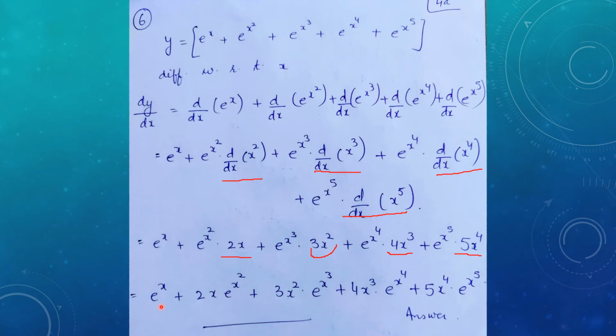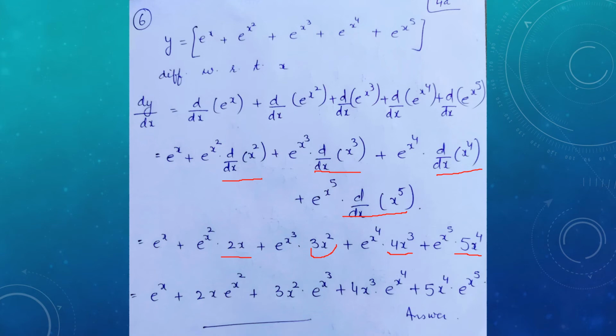Okay, now this is actually the answer. You will be reframing it a little bit. It is e power x plus this 2x will come in the beginning. You will get 2x e power x square plus 3x square e power x cube plus 4x cube will come in the beginning, e power x power 4, and plus 5x power 4 in the beginning multiplied by e power x power 5. It is again a very simple question.